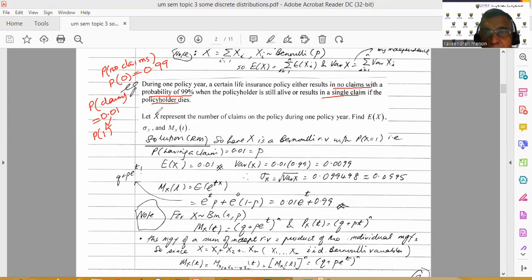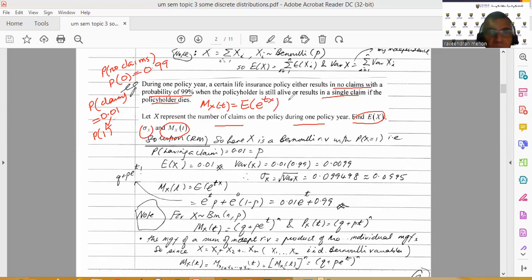So now let's see what they want. X represents the number of claims during one policy year. So what does that mean? Remember, X can either be 0 or 1. Find the expected value of X, sigma X, and the moment generating function. I'll come back to that in a minute. The moment generating function of X will be the expected value of e to the power of tX.